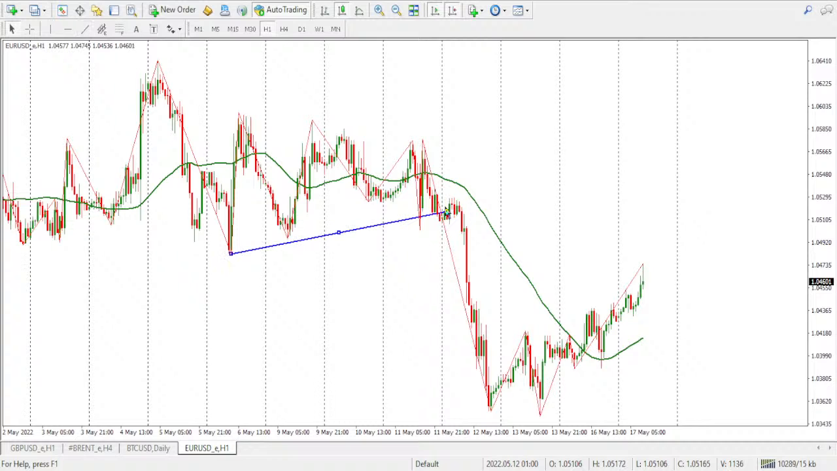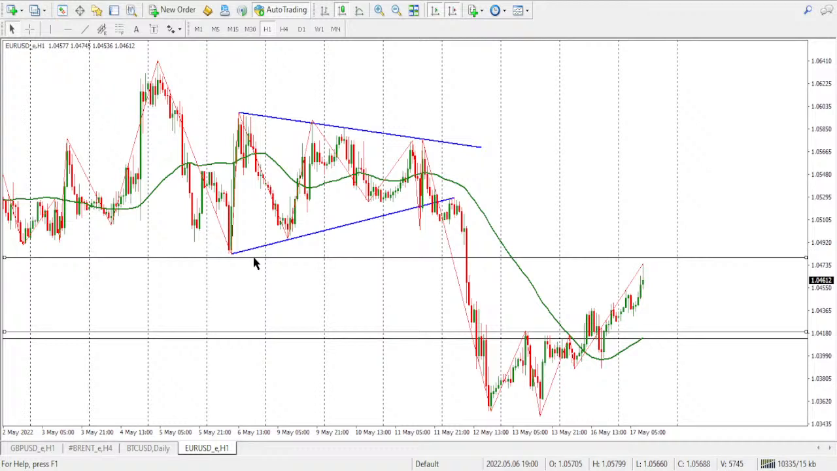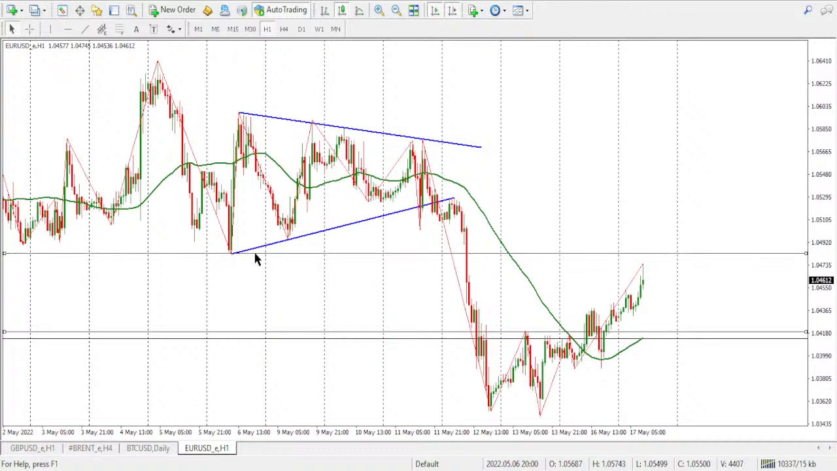We have that, and then we have another one, and then we have another one. So we have a resistance, there is a break above it, we have another level there. So this is a support here, this is a support there, this is a support, there is a break below it.